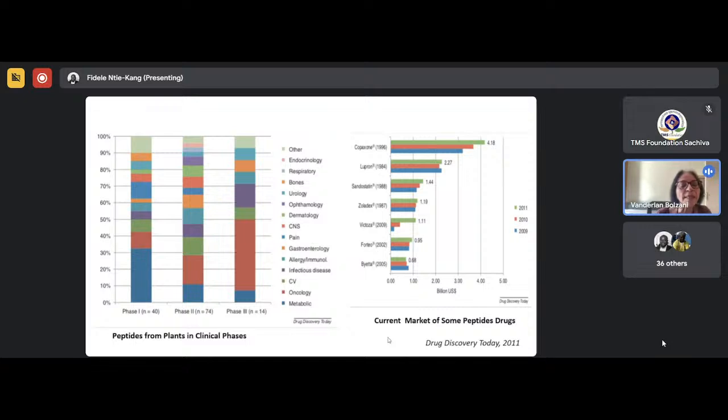This is a peptide that is in clinical phase, as you see. It's very important for us. Very important, yes, because it's completely unexplored. I am so interested in this kind of compound nowadays. The next one.